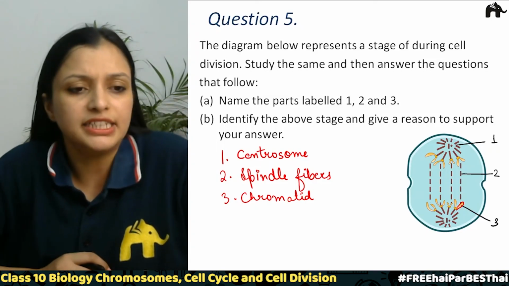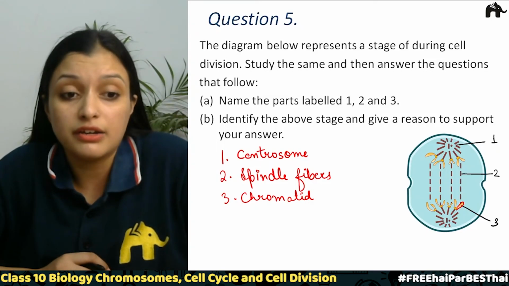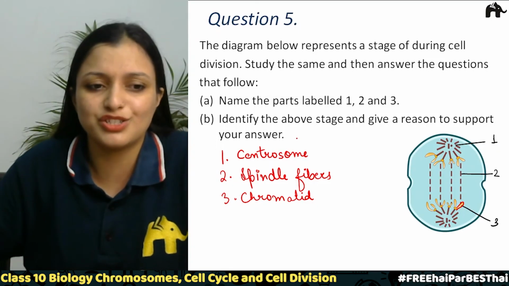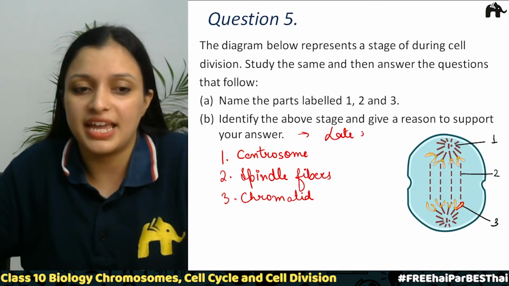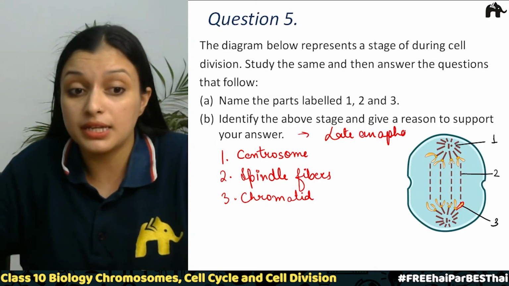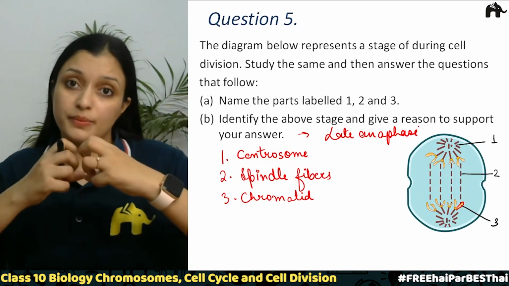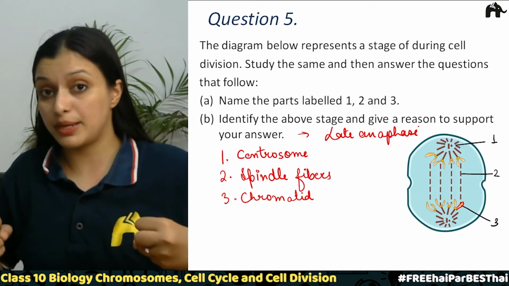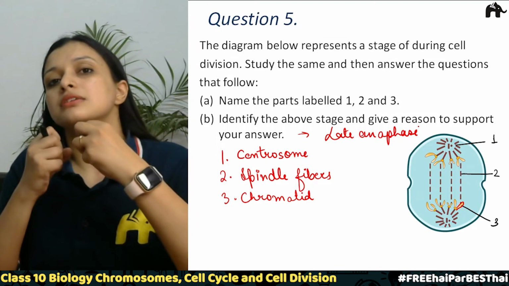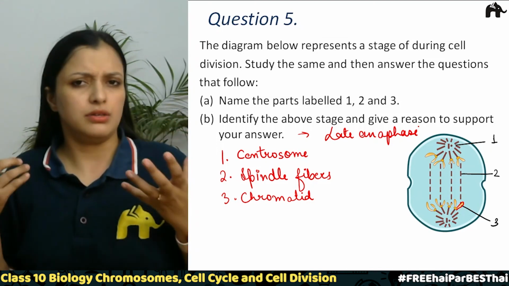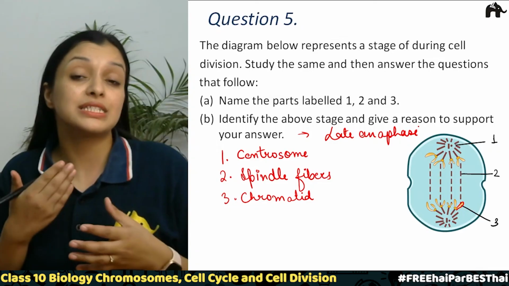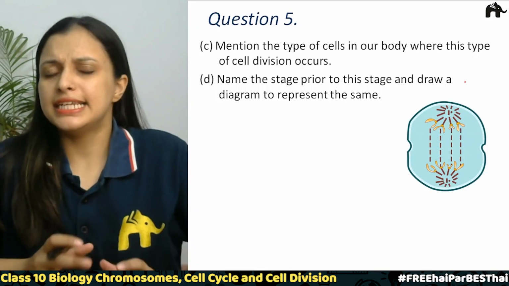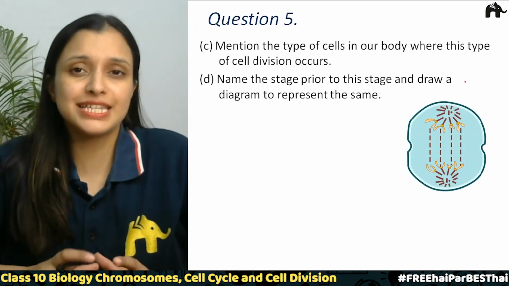Now B part, identify the above stage and give a reason to support the answer. Which stage is this? This is very simple. This is late anaphase, right? Why? Because now the centromere has split, the chromosomes have been pulled apart by these spindle fibers contraction, and these chromosomes are at the opposite poles. And this happens when the cell is in which phase? Anaphase. Correct?